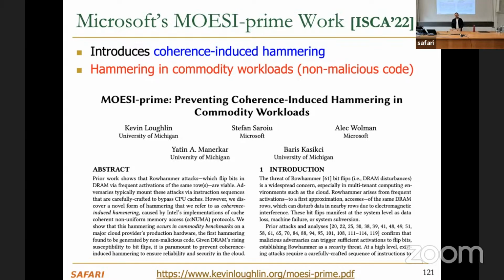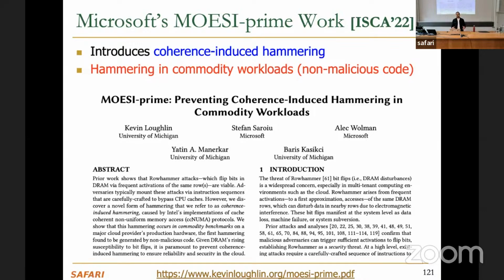The Moesi protocol in some DRAM chips is not really implemented in the best way possible. For sustaining coherency, you might end up invalidating some cache blocks and writing back some cache blocks very frequently to the DRAM chip. With certain accesses to caches, you can make this even worse. It causes accessing some DRAM rows a lot of times, so you end up hammering some rows unintentionally.